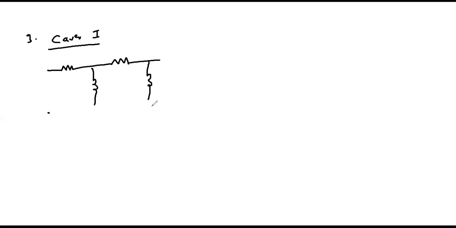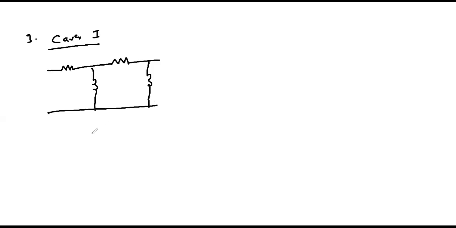Number 3 is the Cauer 1 network. In the Cauer 1 network, we said we have series parallel arrangement of the components alternating each other. So we would expect that we have a resistor in parallel, in series, an inductor in parallel, resistor, inductor arrangement like so.